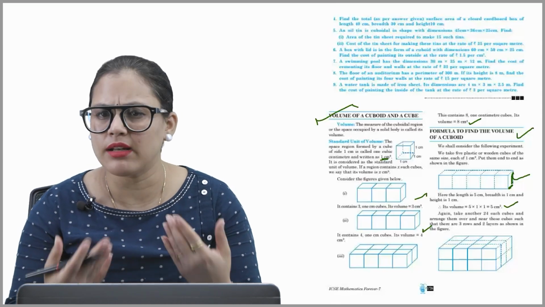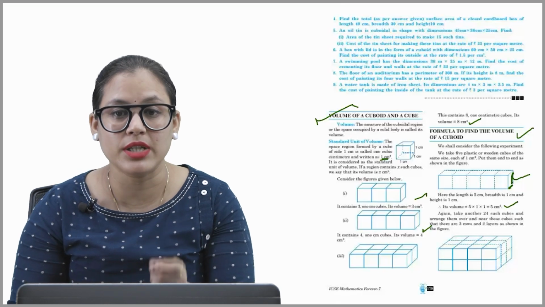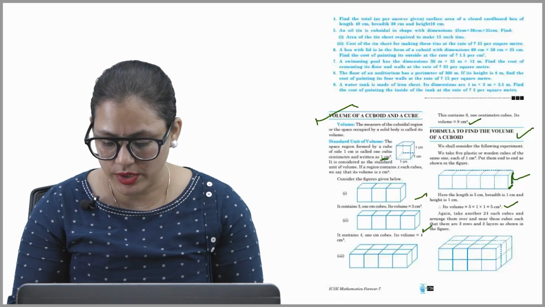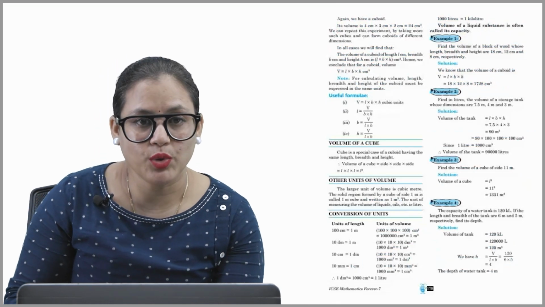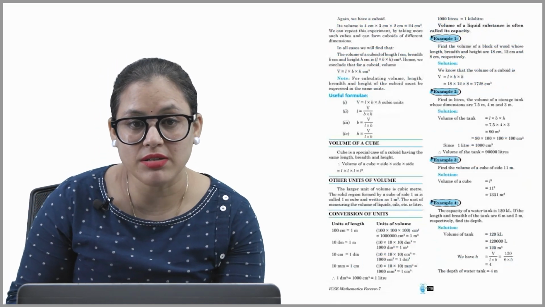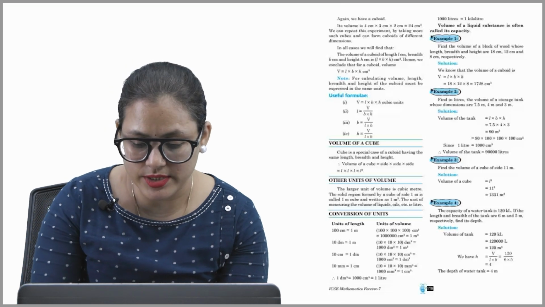Again take another 24 such cubes and arrange them over and near these cubes such that there are 3 rows and 2 layers as shown in this figure. Again we have a cuboid. Its volume is 4 centimeter into 3 centimeter into 2 centimeter, which is equal to 24 centimeter cube.